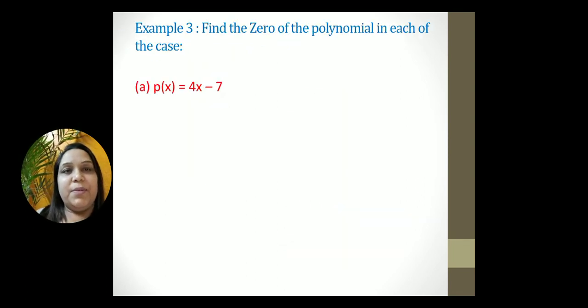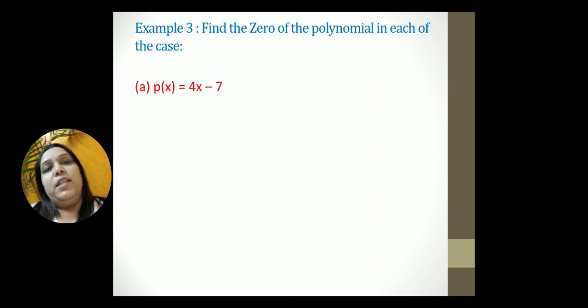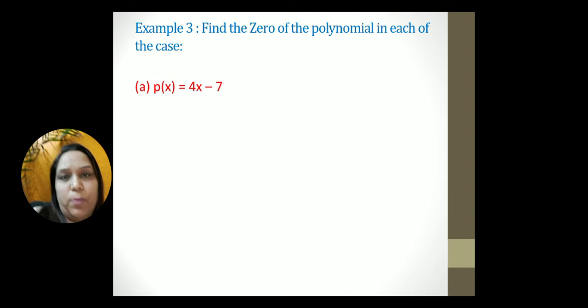Good. Now the next type of question that we will get is we have to find out the 0 of the polynomial in each case. In grade 9 you will get only linear equations to find out the 0, and in a linear equation it's very easy. Like if we have to find out that p(x) = 4x - 7, this is the polynomial, and we have to find out the zeros of the polynomial.